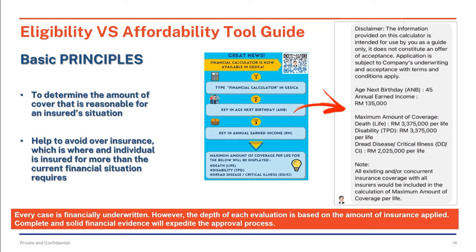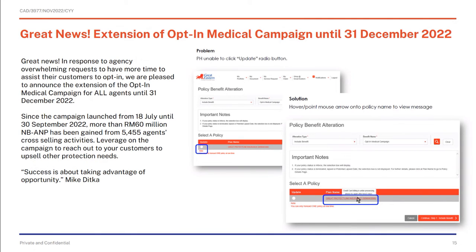Okay, so let's move on to another agenda, which is our very good news on the extension of the opt-in medical campaign until the end of December, 31st of December. Previously, by the end of October, a lot of our customers and agents were struggling with this opt-in. So now you can relax a bit, as we have extended for all the agents until the end of December. But do take this opportunity, for those customers yet to opt in, to guide them on how to do the opt-in via our eConnect.